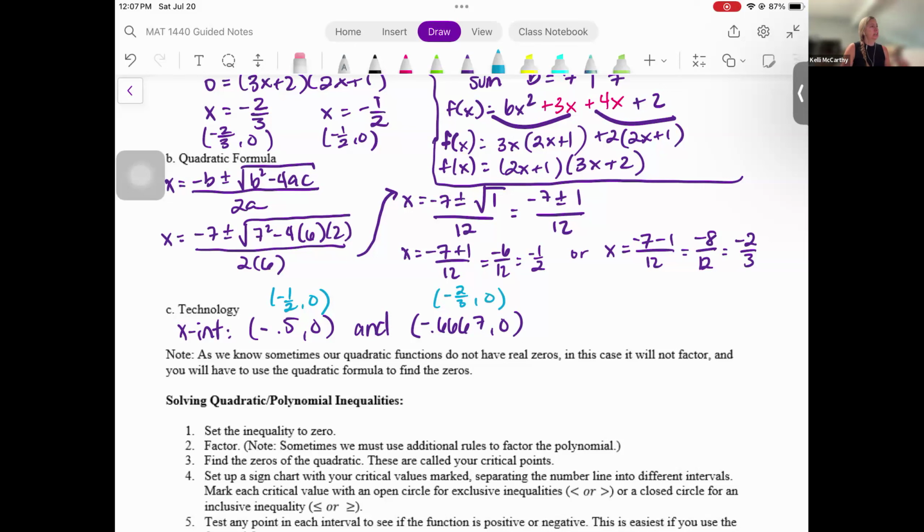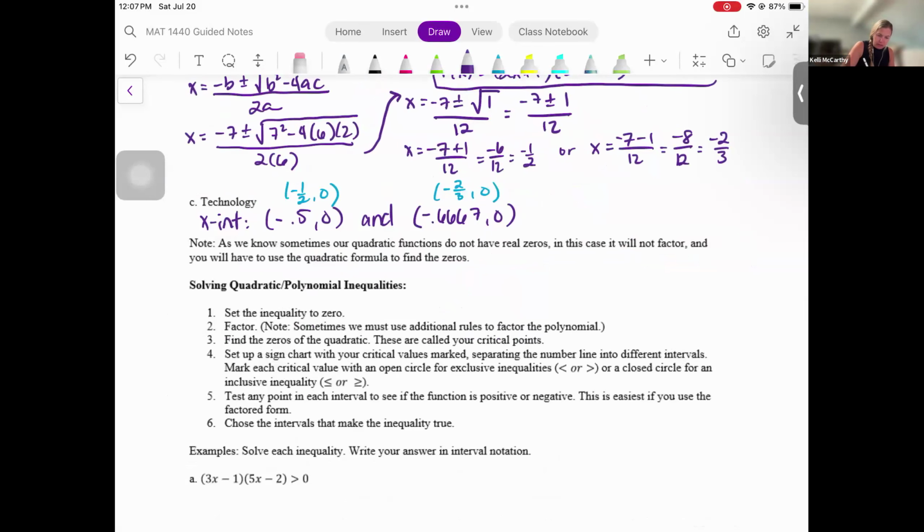Now, there is a note here. Sometimes our quadratic does not have real zeros. And in this case, it's not going to factor. So we have to use the quadratic formula in those cases. In a situation where we don't have real zeros, the graph of the parabola just doesn't cross the x-axis. So if I think about our vertex being in the first quadrant and it opening up, or where the vertex is in the fourth quadrant and it opens down, we can see visually that neither one of these graphs crosses the x-axis, so there are no real zeros for this quadratic.